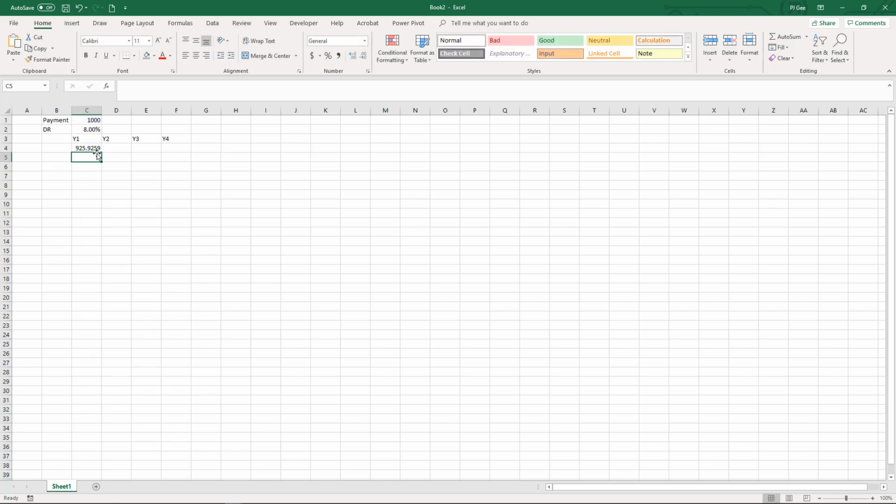Okay. So what this says is $1,000 after one period's erosion at 8%, in today's dollar value, we're actually only getting 925 and 93 cents. We'll round that up to $926.